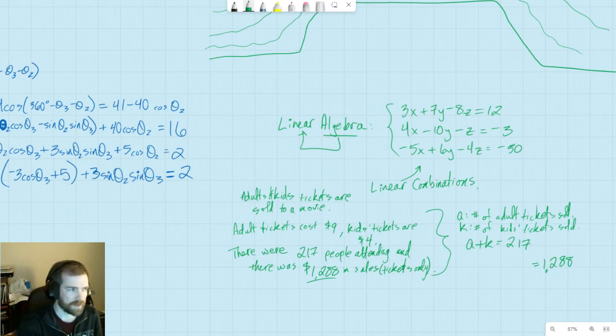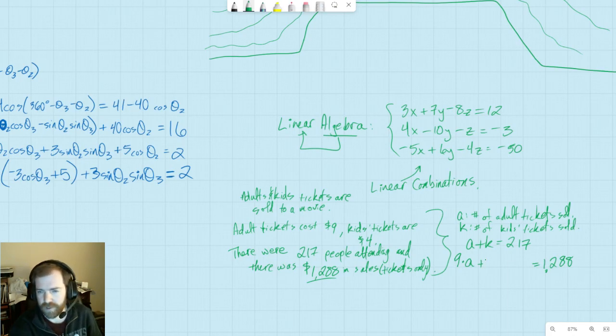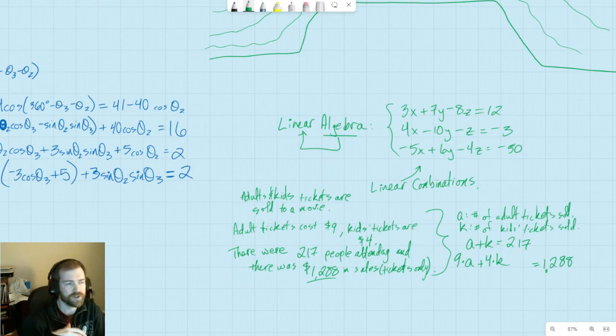And how do you get that? Well, it's the number of tickets that you sold, A, times the price of each of them, $9, added to all the rest of the groups. So for kids, it's going to be $4 times the number of kids' tickets sold, which is K. So 9A plus 4K is going to be 1,288, and A plus K is 217. Now this could be all sorts of fractional stuff. It can have pi out in front of it or whatever.